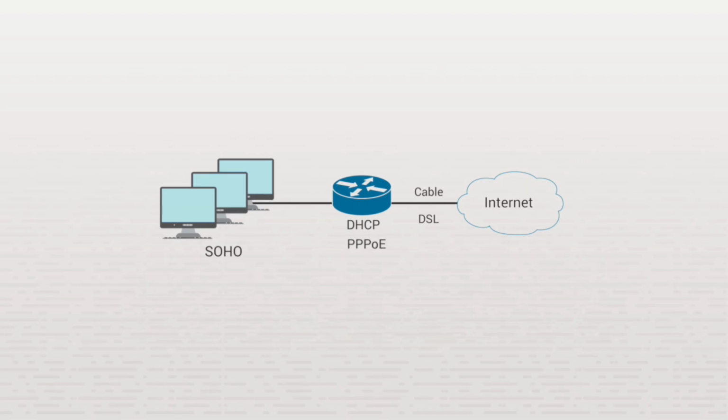PPPoE is a protocol, typically used by DSL providers, that allows them to regulate internet access using username and password authentication. After the internet connection has been established, the next step is to allow hosts to connect to the network and obtain internet access. To do this, the router uses a networking technique called network address translation, or NAT.